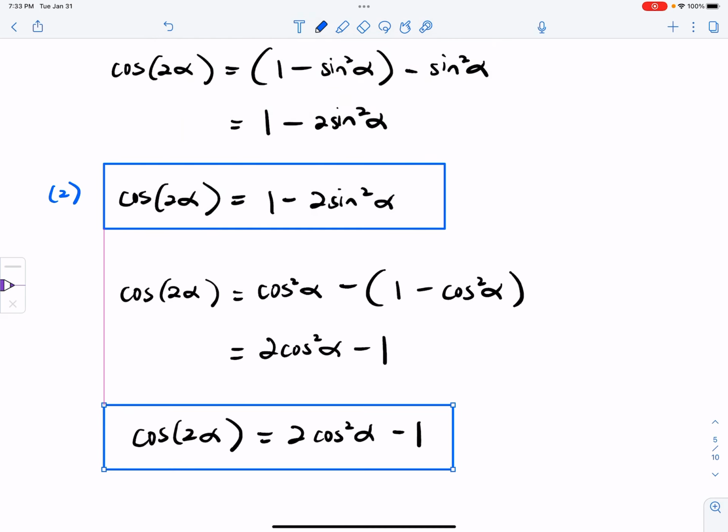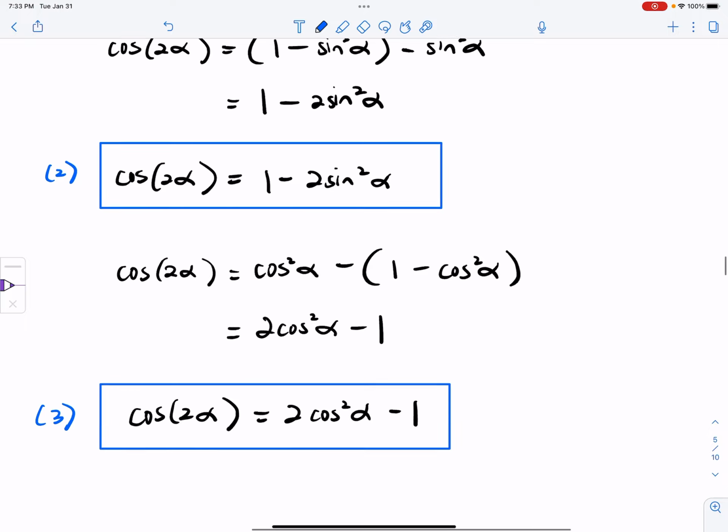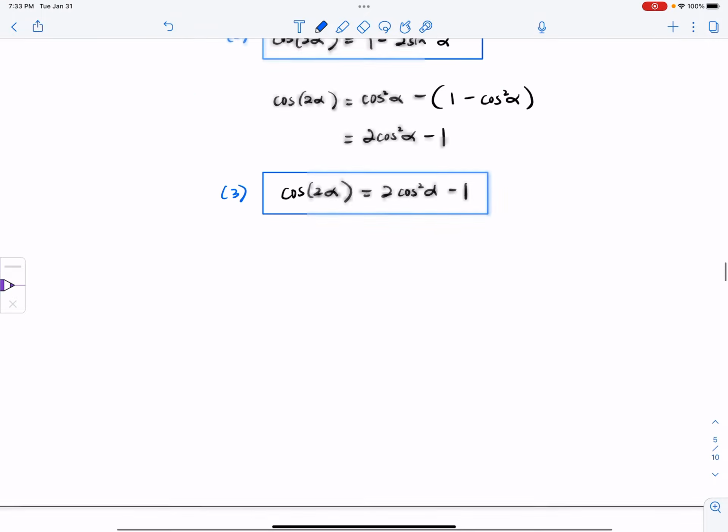So memorize all three, or have that first one memorized and know how to derive the other two. Okay.